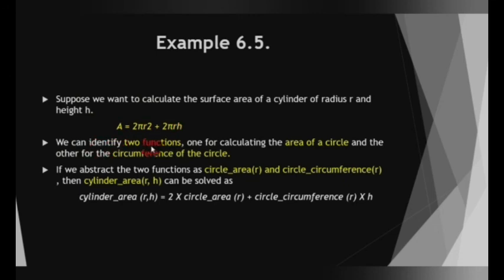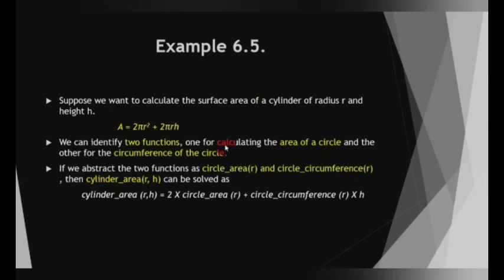So we can identify two functions. One function is used for calculating the area of a circle, and the other function is used for calculating the circumference of the circle. To calculate the surface area of the cylinder, we first find the area of the circle and the circumference of the circle, join these two functions, and then we get the solution. The formula used is A equals 2 pi r square plus 2 pi r h.